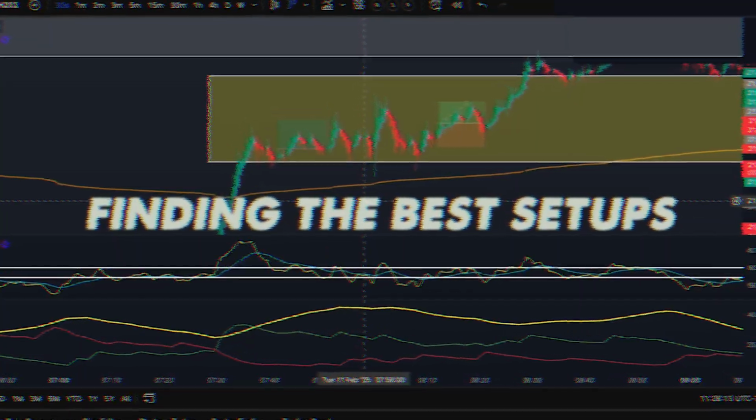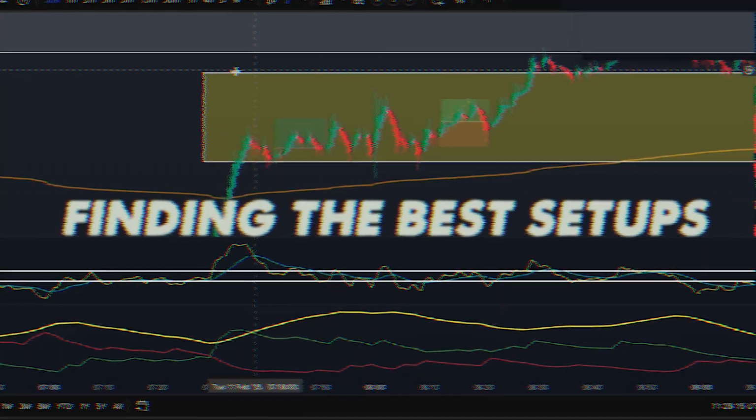Now, the main issue with having a set-in-stone setup that you trade every time you see it is you'll notice that in some areas it works very well, and in some areas it doesn't work as well, right? Maybe when the market's more choppy, your setup doesn't work as well. But when the market's trending and there's no resistance anytime close, or there's no support anytime close, that's when you'll notice your setup works a lot better. In this video, I want to show you how to find those areas where to take your setups. In other words, find the perfect trade entries and exits for your strategy.